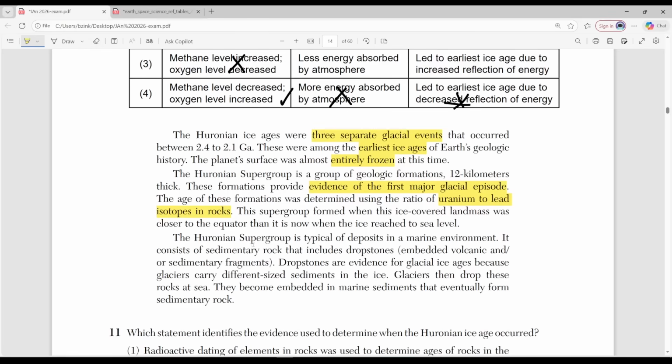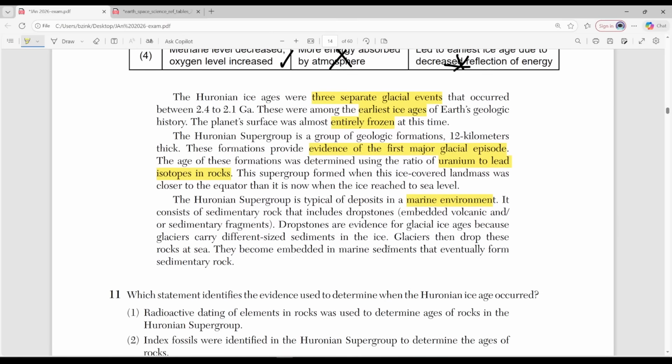Okay. The Huronian supergroup is typical of deposits in a marine environment. It consists of sedimentary rock. So I'm just going to say marine environment. That includes dropstones, which is embedded volcanic and sedimentary fragments. Okay. Dropstones are evidence for glacial ice ages because glaciers carry different sized sediments in the ice. Glaciers then drop these rocks at sea. They become embedded in marine sediment and eventually form sedimentary rock. Okay, that was a lot of information.